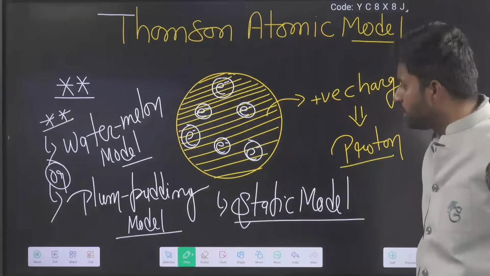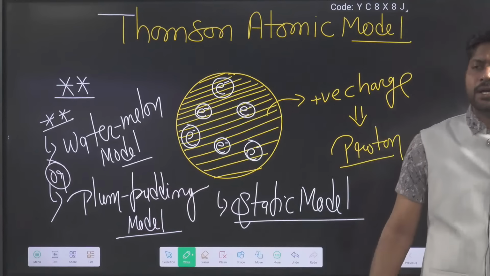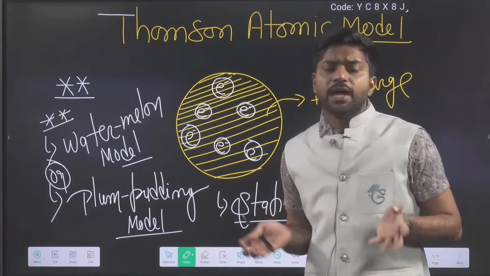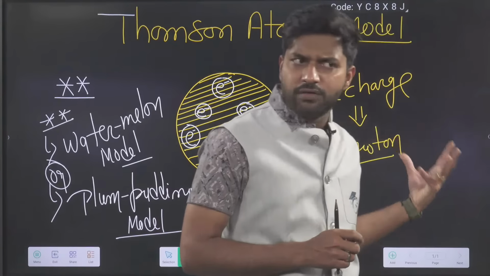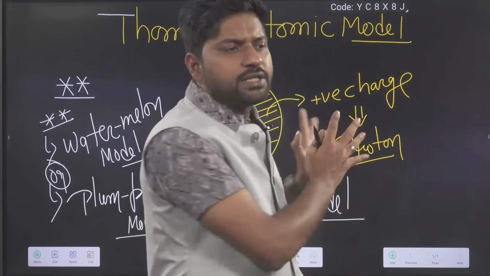So now, the Thomson atomic model, whatever was given, has three names. First, the watermelon model or plum pudding model, or you can say the static model. The reason behind static is that no positive part is moving anywhere and none of the negatively charged particles are moving. So overall, everyone is in the static mode.